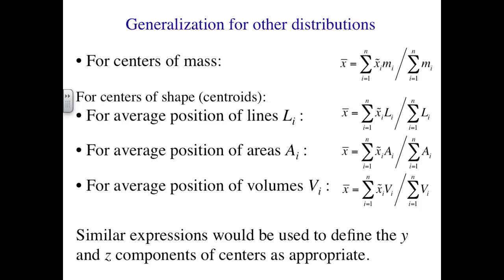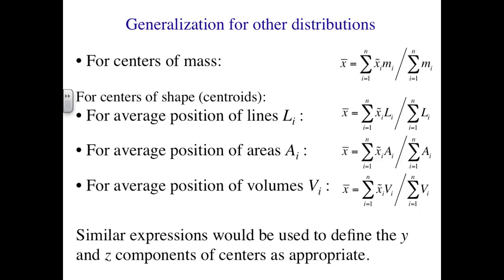In addition to center of mass or center of gravity, we can also define a center of shape. We refer to these centers as centroids, and we can define them for lines, areas, or volumes, depending on the application at hand. One of the things we cannot do with centroids is mix different types of shapes. We can define a center of area or a center of volume, but we can't calculate a center of mixed objects, areas and volumes together, for instance.